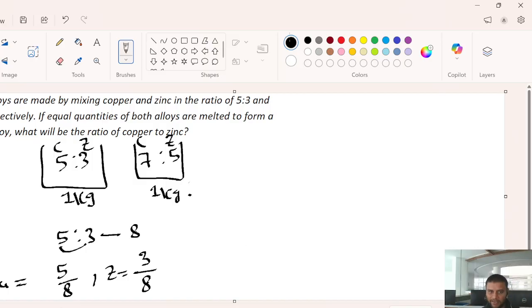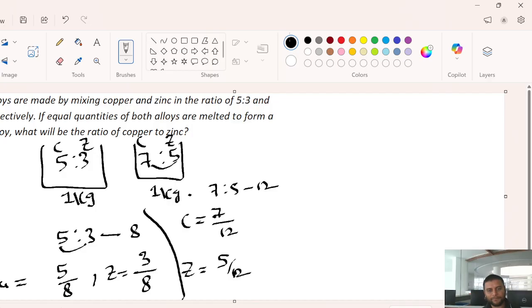And in the second alloy, similarly, if we apply the same thing, guys, 7 plus 5, how many parts? 7 plus 5, 12 parts, guys. So in the 12 parts, copper will be 7 by 12, guys, because total 7 plus 5, 12 parts. And in that, zinc will be 5 out of 12.